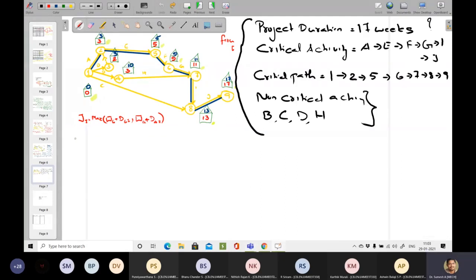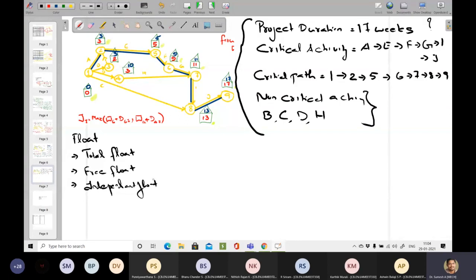So the term is called float, and there are three floats available. One is called total float. Next is called free float, and the third is called independent float.